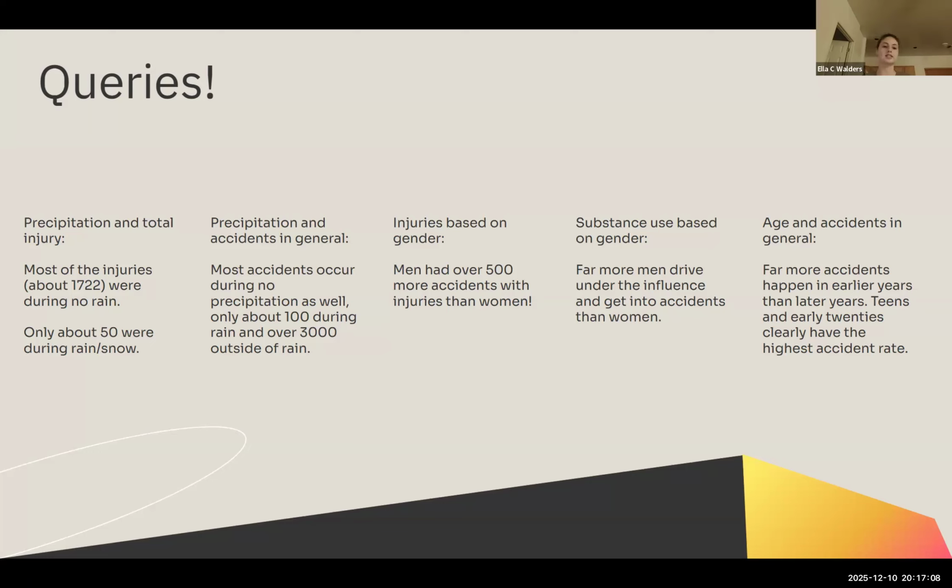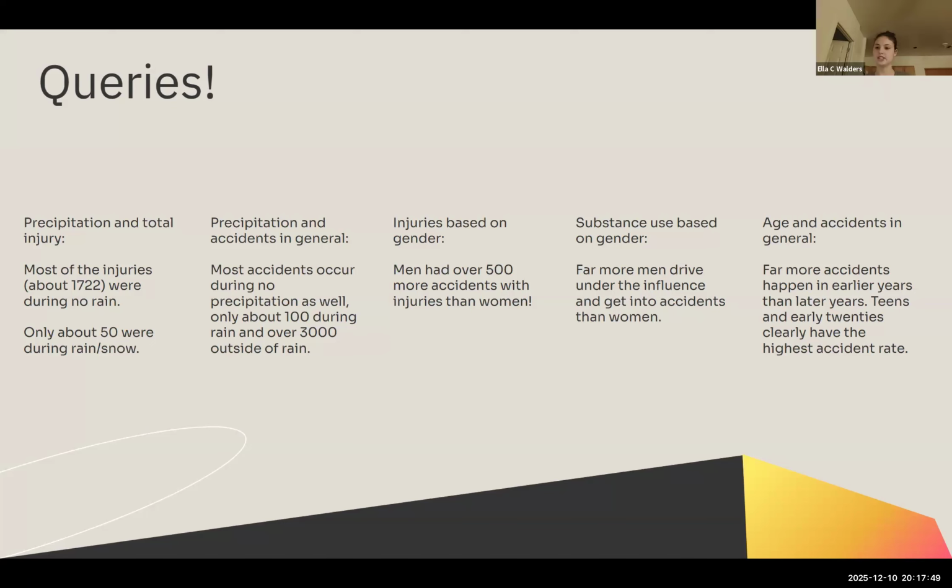However, you can see that since there are so few injuries and so few accidents that happen during precipitation, it's probably pretty even between accidents that happen without and accidents that happen during precipitation, right? And then injuries based on gender, men had over 500 more injuries. So that stereotype that women are not as good of drivers might not be true, right? And then substance use based on gender, men also had more accidents under the influence of either drugs or alcohol, which could also be related to the injuries based on gender. However, I did not specifically look into that.